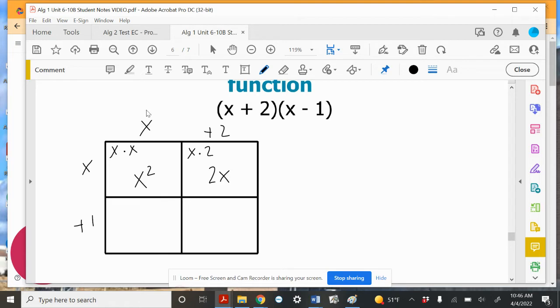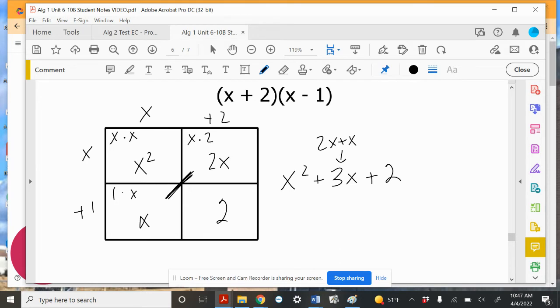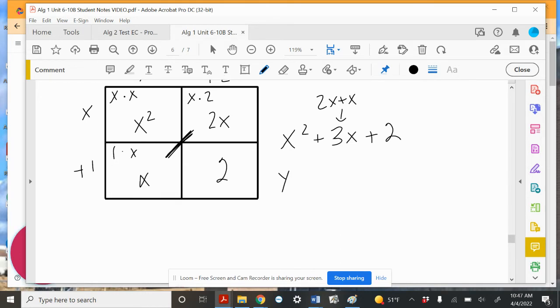I would do 1 times x, which is just x, and then 1 times 2, which is 2. So I'd end up with x squared plus, remember that we add these up on the diagonal, so that is 3x because 2x plus x equals 3x, and then plus 2. Now I have all my information, so for the y-intercept, where x equals 0, I have x is 0 and y is 2, that comes from here.